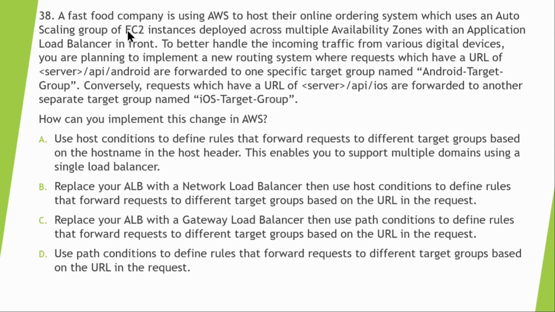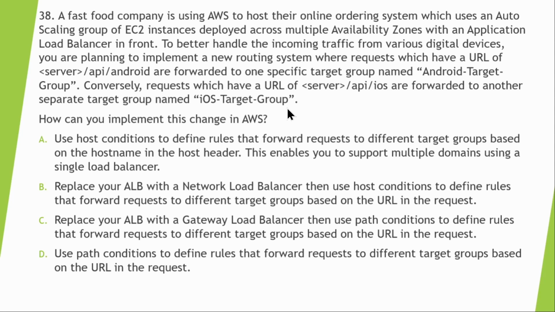A fast food company is using AWS to host their online ordering system, which uses an auto-scaling group of EC2 instances deployed across multiple AZs with an application load balancer in front. To better handle the incoming traffic from various digital devices, you are planning to implement a new routing system where requests which have a URL of so and so are forwarded to one specific target group named Android target group.